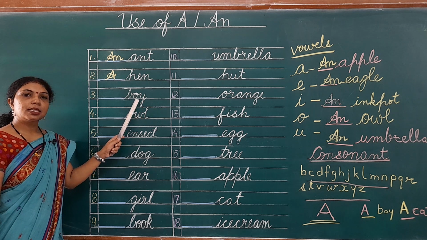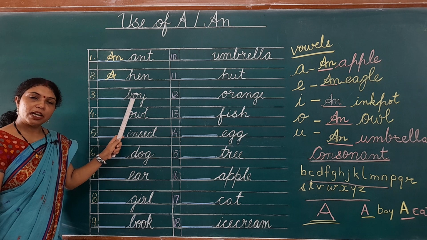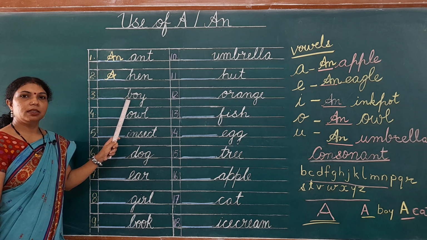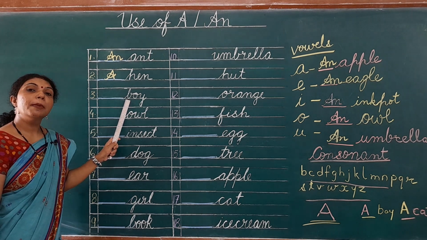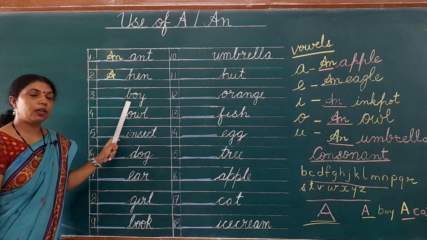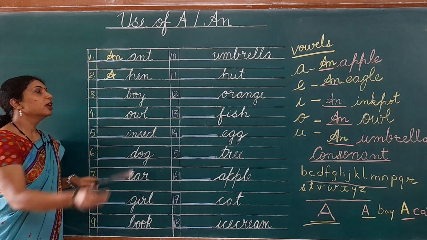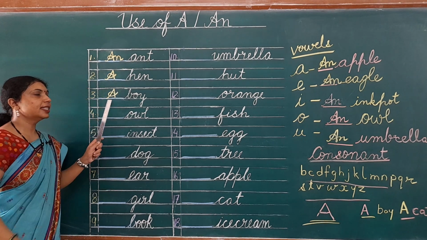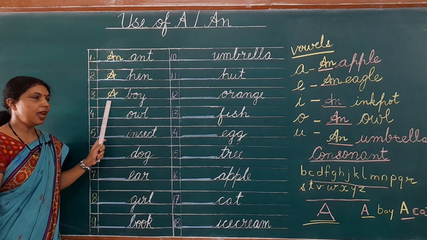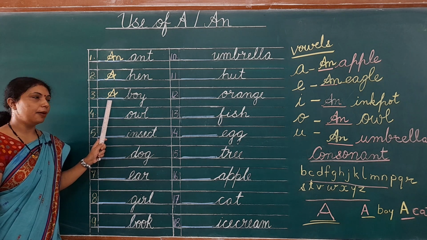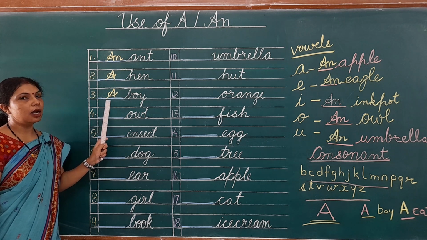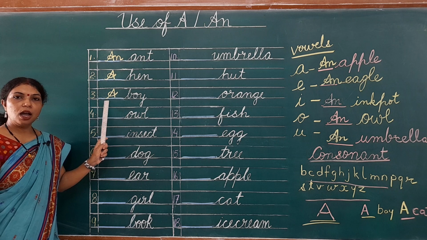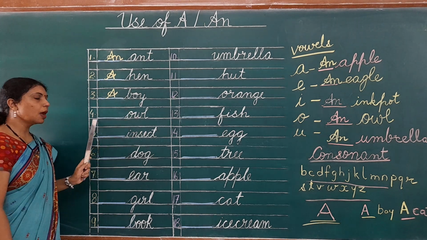Number 3, B-O-Y, boy. This is also starting with B, and B is a consonant. Then what will we write? We will write A, and we will read this A. Then it will be a boy. A boy.